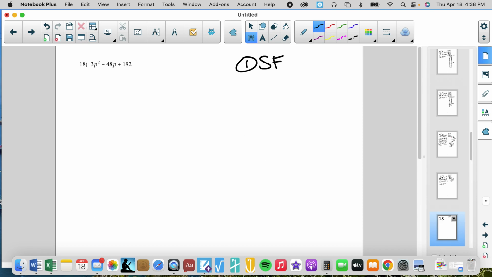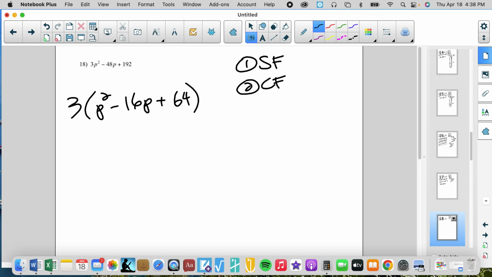Standard form, yes. Common factor, yes. We have a common factor of 3. That's p squared minus 16p plus 64. Good. Is it a special case?